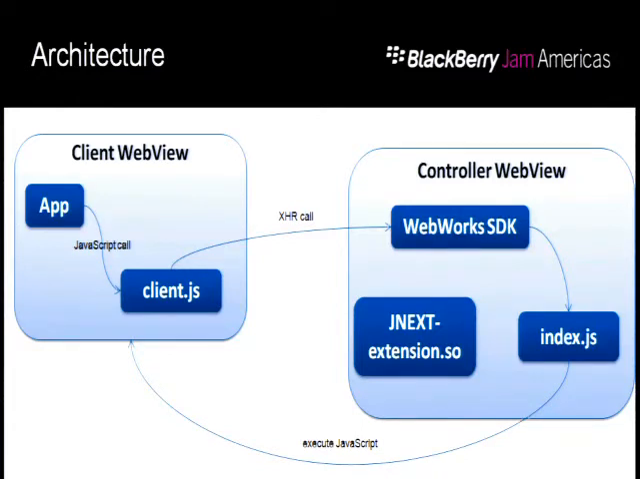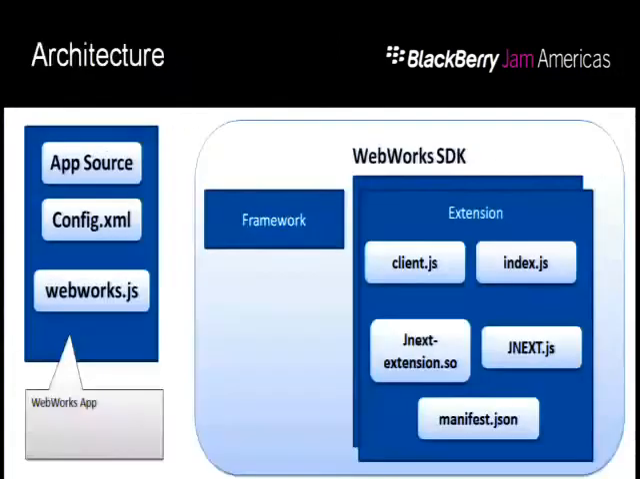The controller web view also has permission to load JNEXT extensions, which the client web view at the moment does not. Obviously, that is something we can argue, but the controller web view has the ability to load JNEXT extensions, right? If there were 10 JNEXT extensions, it is the one responsible for loading each one of them. A JNEXT extension, again, is nothing but your native code, right? And there's the index.js file. If you look here, you had the client.js file and the index.js file, right?